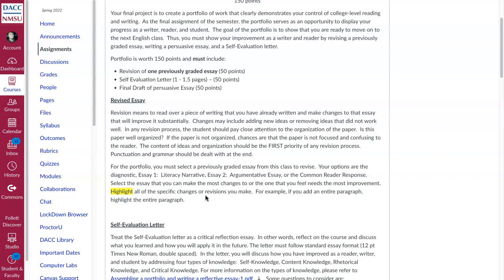Another thing to keep in mind is that I do have the other essays that you submitted on Canvas, so I'm going to go back and compare the essays to see if you actually changed those things.